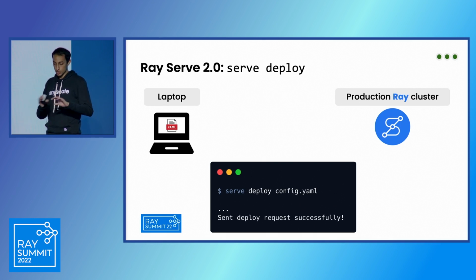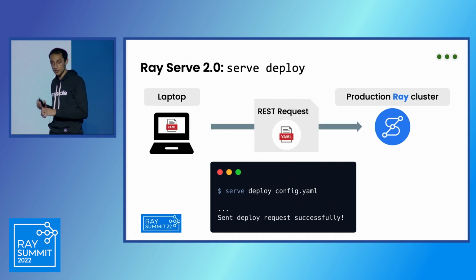And this, as we can see in the command prompt, says that we've sent a deploy request successfully. What's happening behind the scenes is that the laptop is making a connection to the Ray cluster, and it's sending the data from the config file over a REST request. The Ray cluster is going to grab that config file and store it, and then it's going to launch a serve application and deploy the deployments for that application using the data from that config file. At this point, your application is live in production.